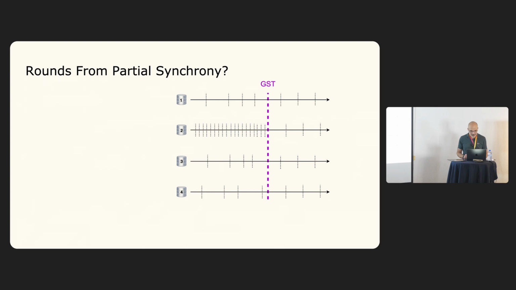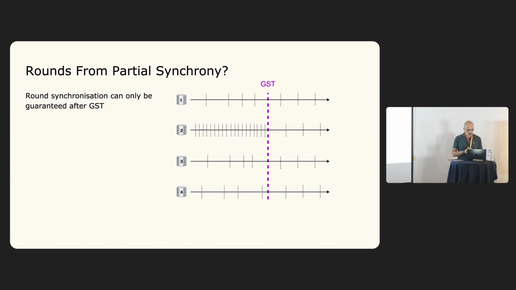Okay, so we defined partial synchrony. That was what we did before going for lunch. So now the next question is, we want to achieve synchronous rounds given the partial synchrony assumption. And an interesting thing is that essentially we already have a solution for this problem.